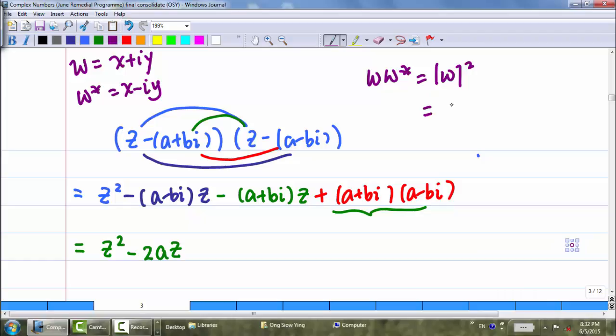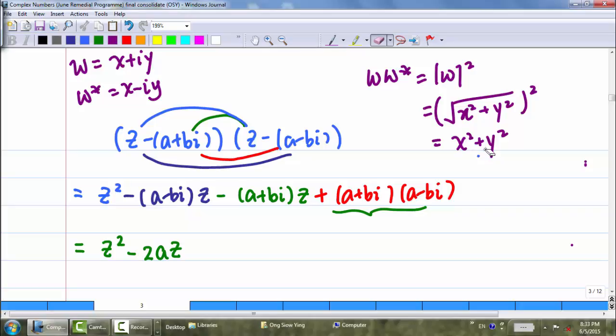Basically, it's just the square root of x squared plus y squared. That is the modulus, but here it's mod squared. So that means W times W conjugate will give you x squared plus y squared. As you make a direct comparison, you can see your a is your x and your b is your y. So when you simplify this expression, you will get a squared plus b squared. This is something you need to take note of.